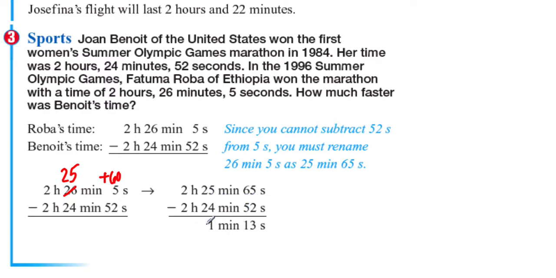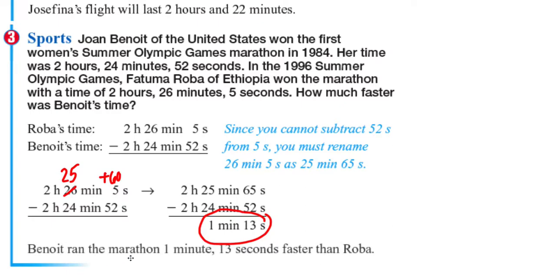We want to subtract 2 hours, 24 minutes, and 52 seconds. Now we can subtract normally because 52 can be subtracted from 65. 25 minus 24 is 1, and 2 minus 2 is 0. So what happened is that Benoit ran the marathon 1 minute 13 seconds faster than Roba.